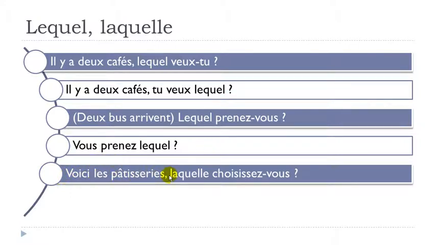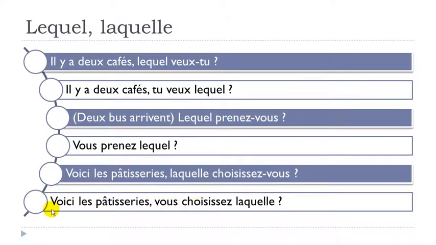All right? And then another example. Voici les pâtisseries. Laquelle choisissez-vous? Okay, choisir, to choose. Voici les pâtisseries. Laquelle choisissez-vous? All right? Same thing here. Voici les pâtisseries. Vous choisissez laquelle? All right, so you can see that in that case it's the same. We just keep the normal order, so subject, verb, and then laquelle. All right, so now you've got lequel, lequel, and laquelle. Remember phonetically, well, basically this second part, quelle, doesn't change if you want to pronounce it, okay?